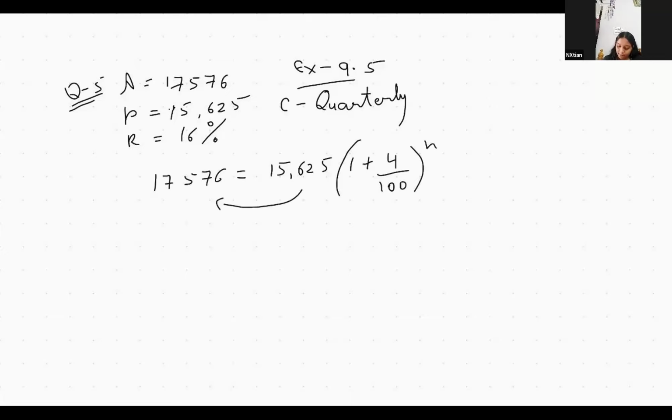15,625 bring on this side. 17,576 by 15,625 equals 1 plus 4 by 100, to the power n. Will we find the square root and cube root, or will we just divide it directly, ma'am? It will be a square root or cube root. Okay, do prime factorization and find out.